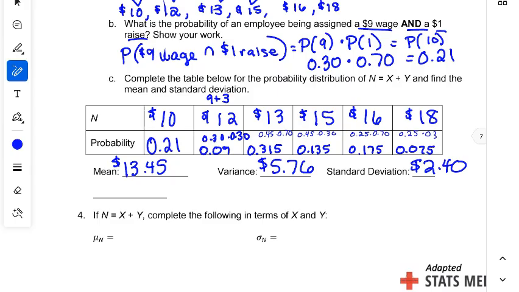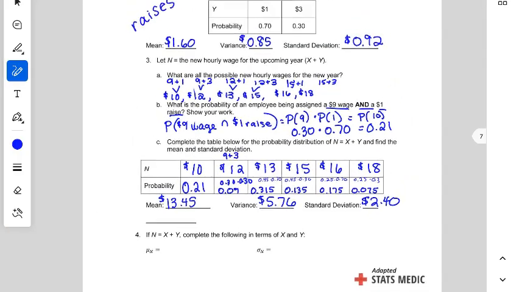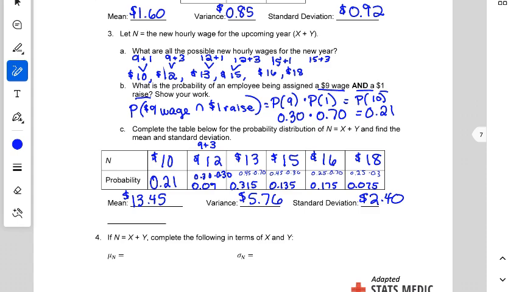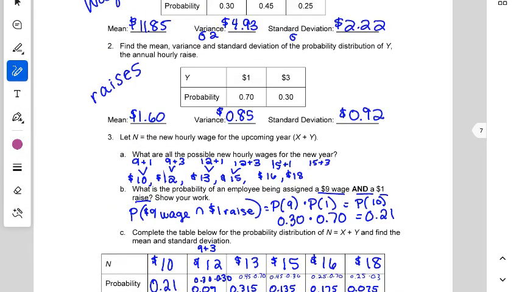Okay, so that was a lot of work. We had to do something to each table. We had to add them. Then we had to find the probability by multiplying. There is a shorter way. The shorter way is by looking at the mean and standard deviation of each table, and let's see if we can find the pattern.